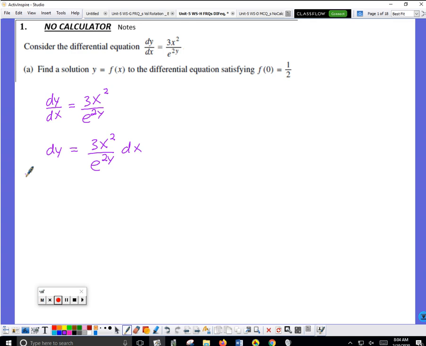So now I'm going to multiply both sides by e to the 2y, and that will complete the separation of the variables. Questions?